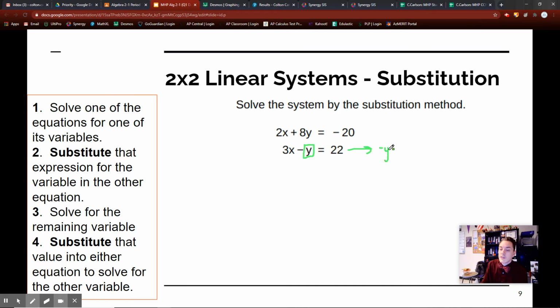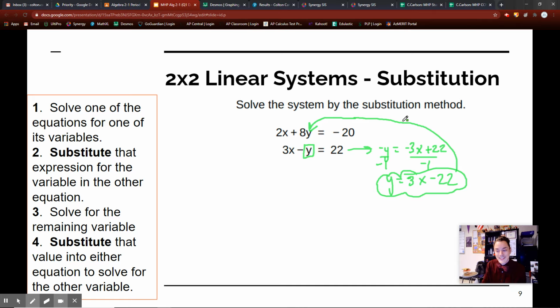So that means negative y equals negative 3x plus 22. And then I divide by negative 1 to everything. So that means I get y equals positive 3x minus 22. So change the signs. I take this and I plug it into the top equation right here for y. Why do I do that? It's because this says y equals.